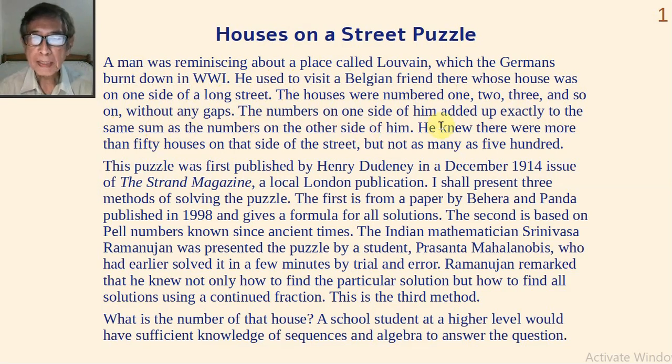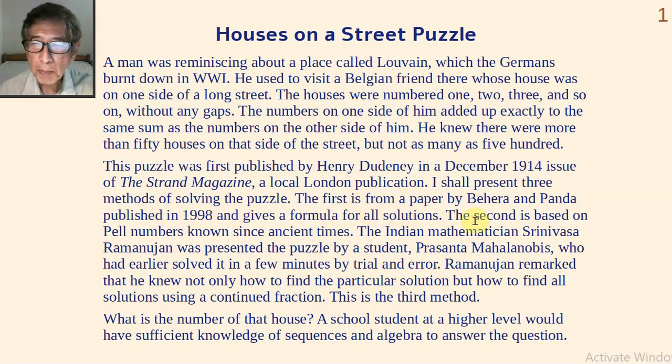The numbers on one side of him added up exactly to the same number as the numbers on the other side of him. He knew there were more than 50 houses on that side of the street, but not as many as 500. This puzzle was first published by Henry Dudeney in a December 1914 issue of the Strand Magazine, a local London publication. I shall present three methods of solving the puzzle.